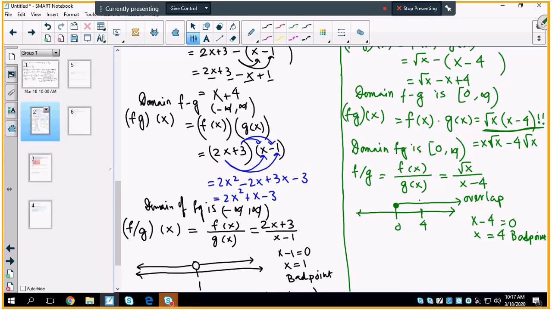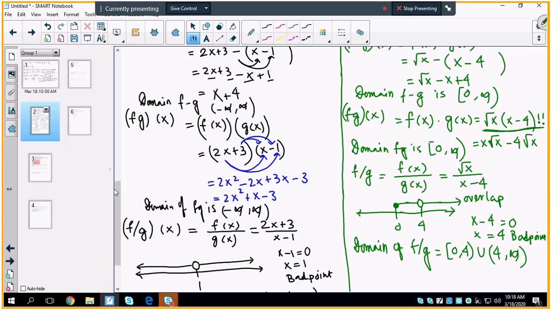and put an open hole there. So what it does mean for us is that I will take everything till I reach the point 4 starting at 0. Then I stop. I don't take 4, and then I start again at 4 and go ahead and take everything that is more than 4 or greater than 4. Hence the domain of f over g is closed 0 to open 4 union open 4 to positive infinity.